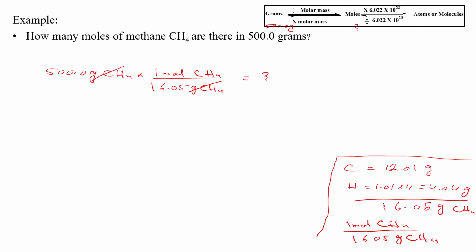So your answer is 31.1526, but we need 4 sig figs here, 4 sig figs here. So 4 is the least number. We are going to round it to 4 sig figs. And when we do that, we have 31.15 moles of methane. This is going to be your answer.